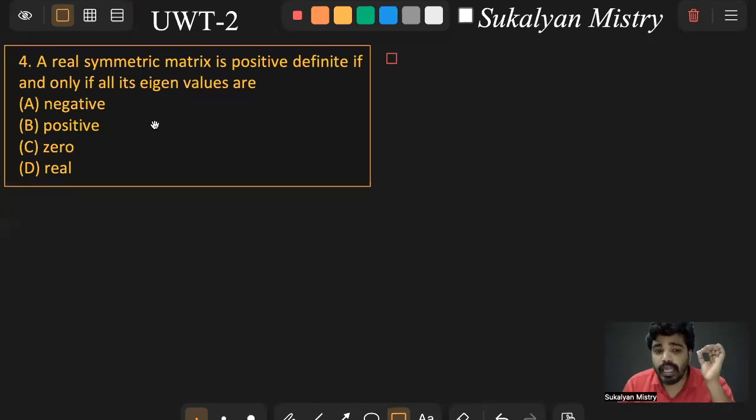Okay, so a real symmetric matrix is positive definite if and only if all its eigenvalues are positive. So option B is the correct answer.